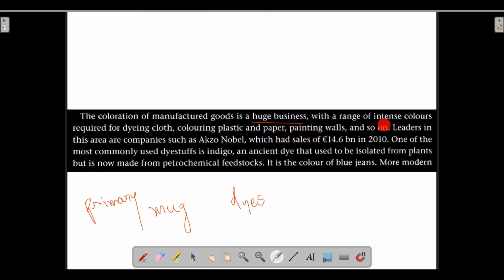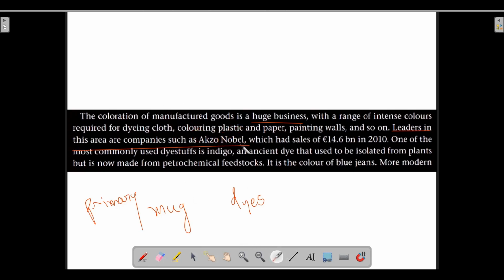Okay, and so on and so forth. Many such applications are there. Painting walls is the major application. The walls in our homes are colorful. Okay, so these things are there. Leaders in this area, now many companies are competing in this area, but leaders in this area are companies such as Akzo Nobel.